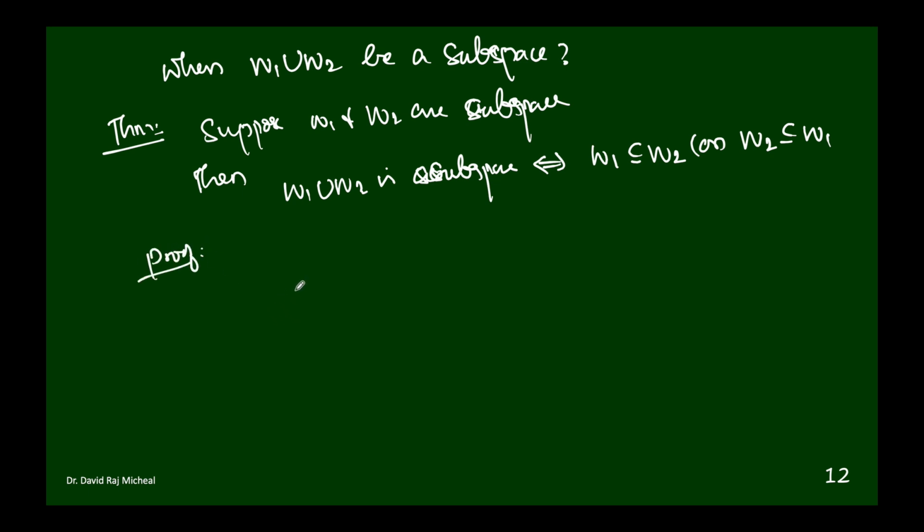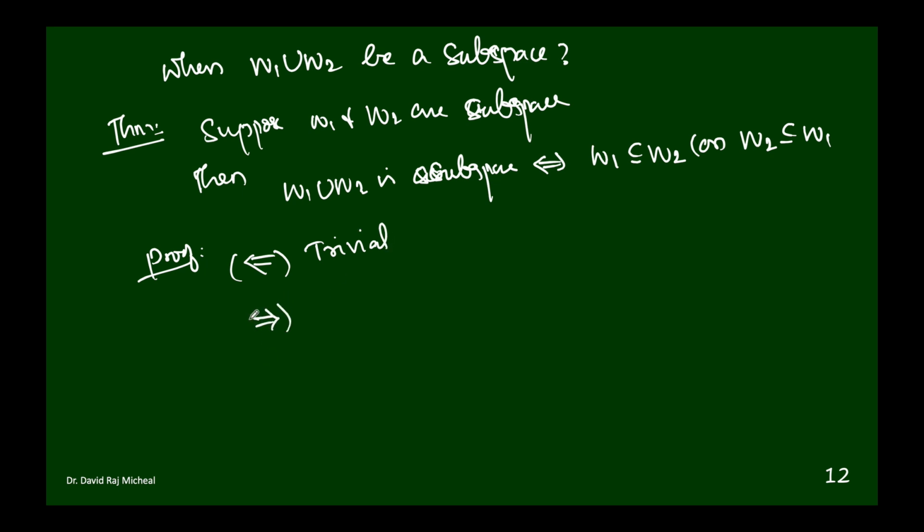What is the proof? One way is trivial. Which way is trivial? The converse is trivial. Why? If W1 is contained in W2 or the other case, then W1 union W2 is going to be one of them, and both of them are already subspaces. Therefore, W1 union W2 is a subspace. So that is trivial. I don't have to worry much about it.